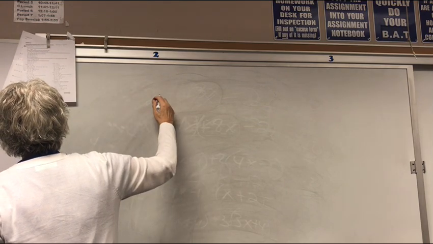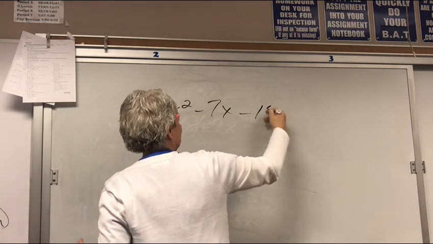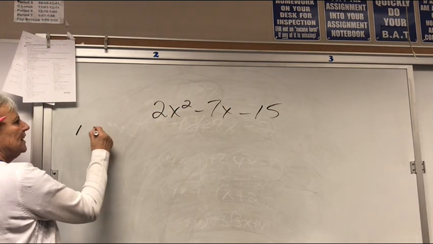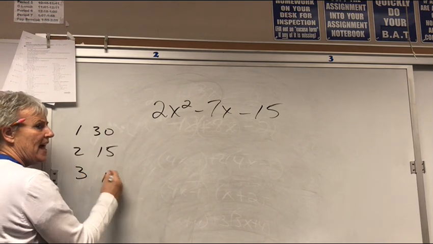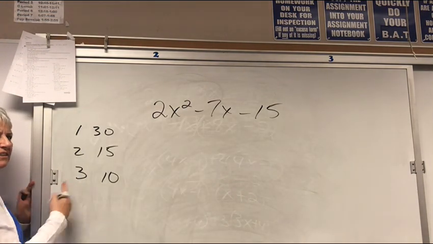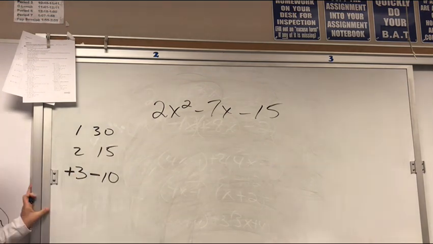2x squared minus 7x minus 15. Factors of 30. 1 and 30, 2 and 15, 3 and 10. Which one's negative? Which one's positive? Negative 10, positive 3.